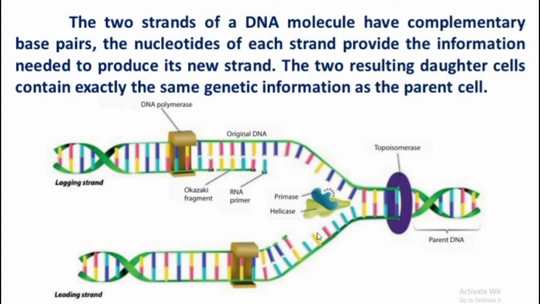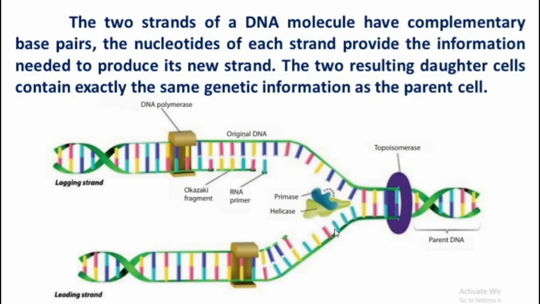So based on the information present on the template, the new nucleotides have been added. That is, they should be complementary to the template. So the nucleotides of each strand provide the information needed to produce its new strand, and the information is maintained continuously. The two resulting daughter cells contain exactly the same genetic information as the parent cell.